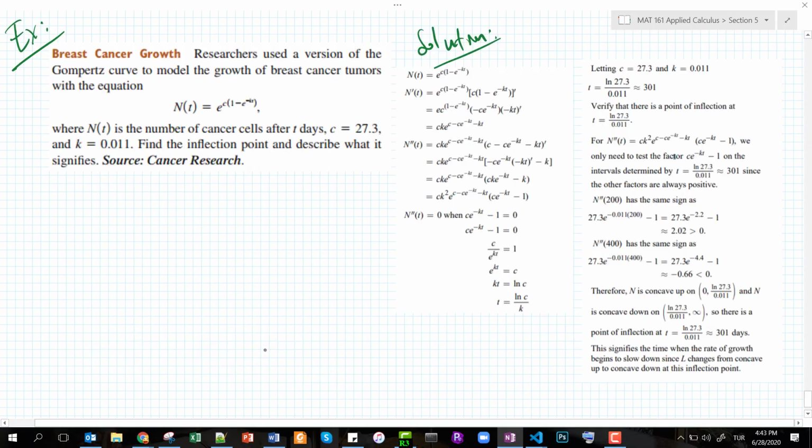The other example comes from breast cancer research. Breast cancer tumors grow by this equation. They modeled it by this one. This is the time, and this is the number of cancer cells after t days. C and k are given by these constants. They want us to find the inflection points.